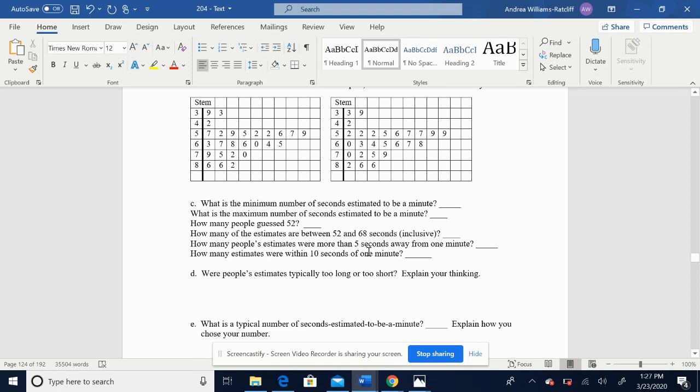How many people guessed 52? 1, 2, 3 people did that. We do repeat these, by the way. If you have 3 people guess 52, there have to be 3 individual leaves in there for that.